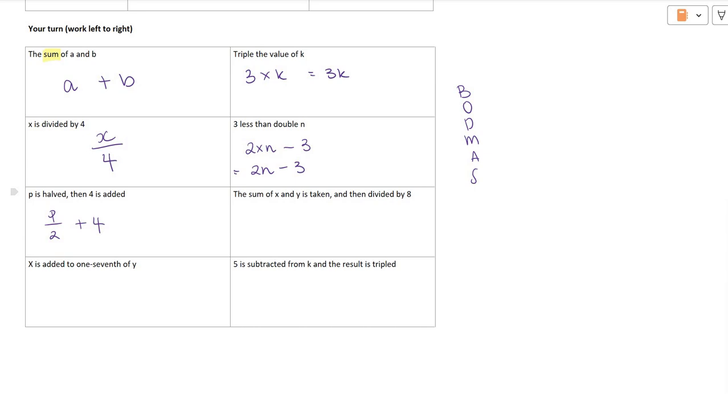For the next one, I've got the sum of x and y is taken. So that's going to be x plus y, and then all of that is divided by 8. So all of that goes on a fraction over 8.